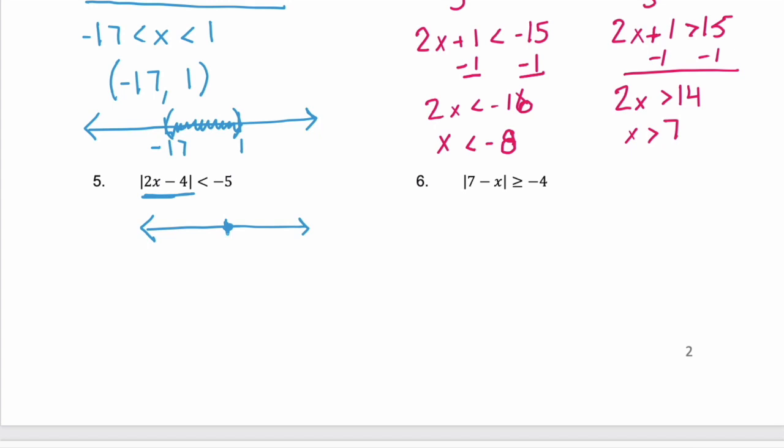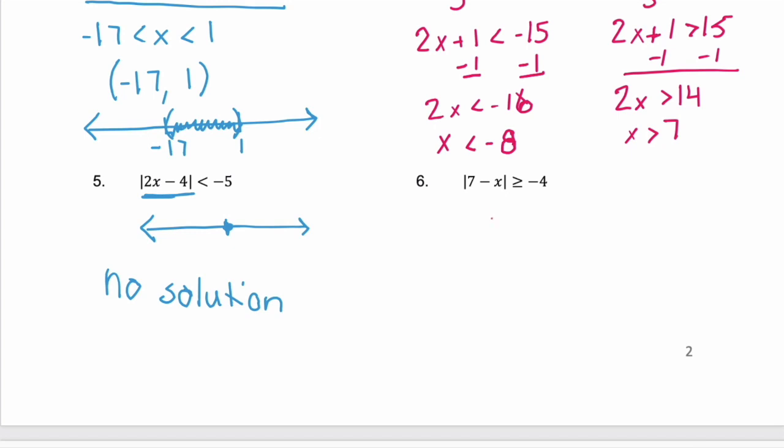Can you travel less than -5? Never. You can never go less than. You have to go at least 0. So there is no solution here. That's because you cannot go less than a negative.